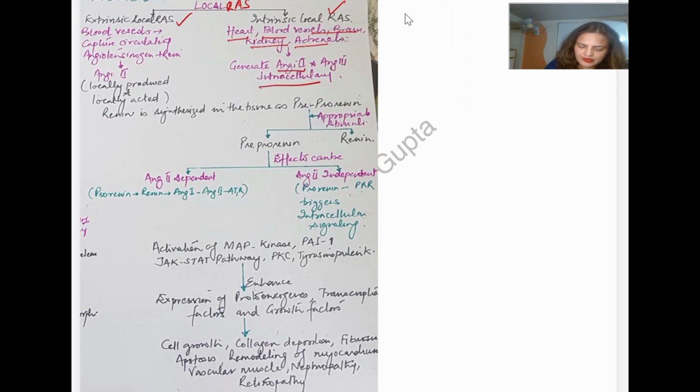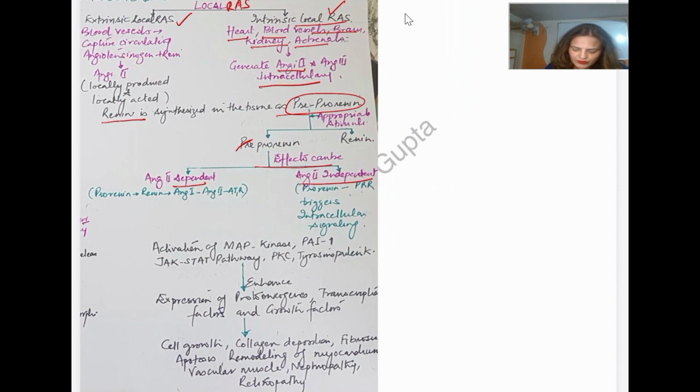Now what will happen? In the local RAS, the renin is synthesized as a larger peptide, as a pre-prorenin. Sorry, here it is not pre-renin. This pre-prorenin is converted into prorenin and renin. Now, the effect of this prorenin or renin is further angiotensin 2 dependent or angiotensin 2 independent.